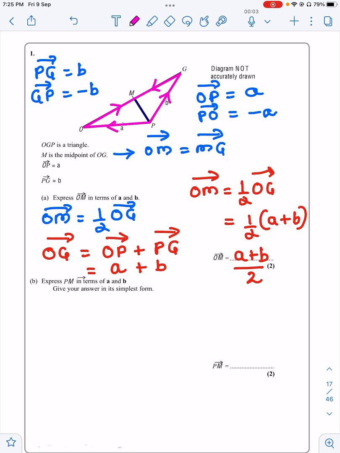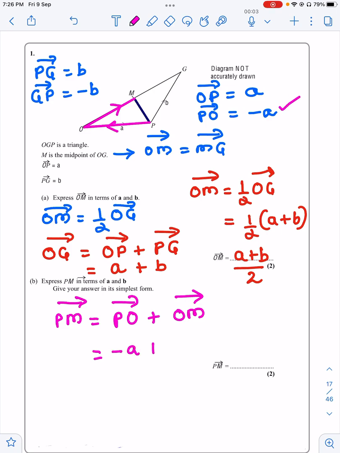So what I do, I take the other path, that if I want to go PM, I go P to O and then O to M. Always the arrow indicates the direction because the direction decides the sign. As OP was A, here I have written PO will be minus A plus OM I have already got as A plus B upon 2.